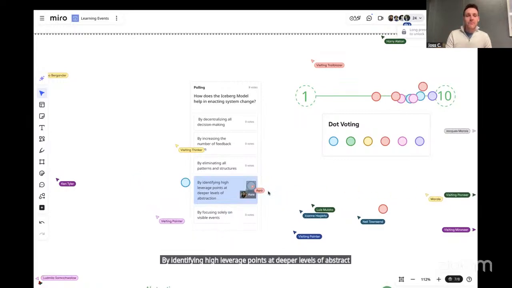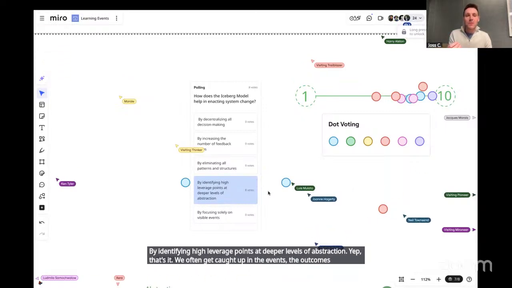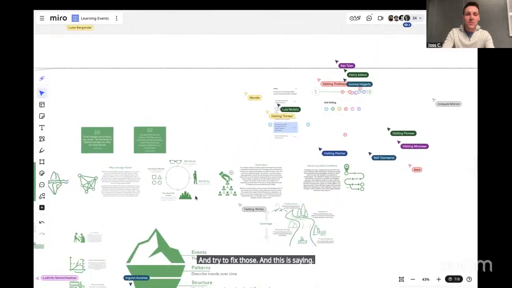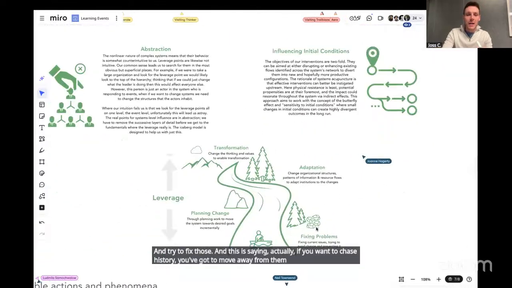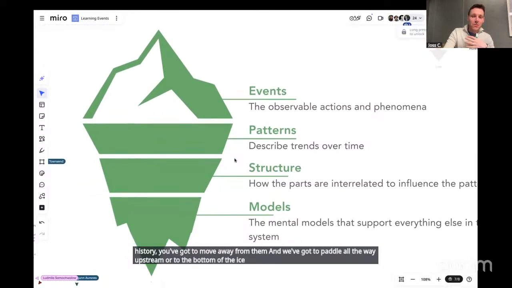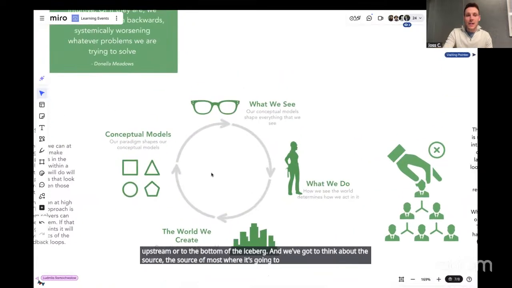Yep, that's it. We often get caught up in the events, the outcomes of the system, the problems, and trying to fix those. And this is saying, actually, if you want to change the system, you've got to move away from them, and we've got to paddle all the way upstream or to the bottom of the iceberg. And we've got to think about the source of most, well, it's going to this one here.